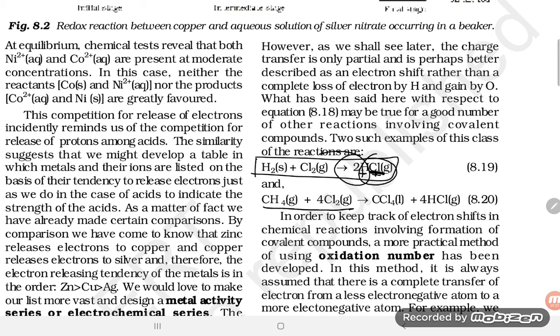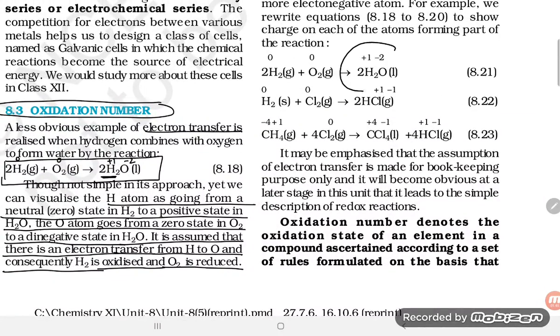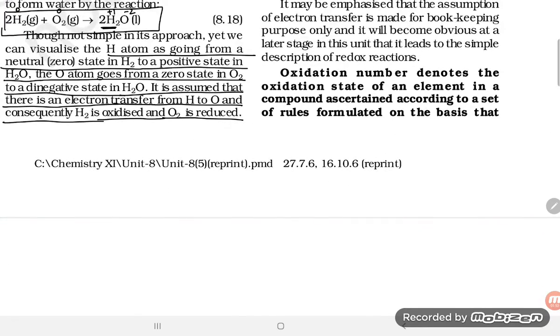CH4 plus Cl2 gives CCl4. Here carbon goes from -4 to +4, and chlorine goes from 0 to -1. So from here to here this is oxidation, students, and from here to here that is reduction. Everywhere you will find plus and minus, so oxidation and reduction are taking place.